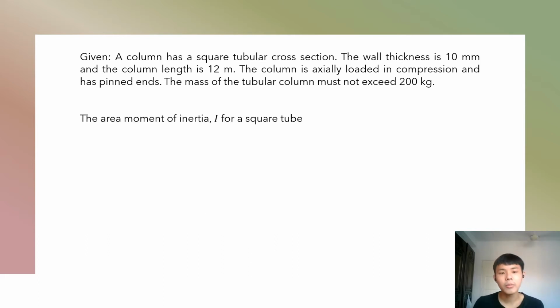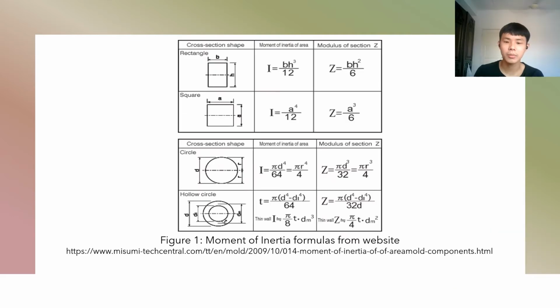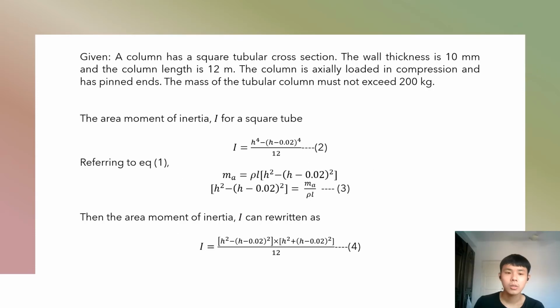Next, the area moment of inertia for a square tube. First, we refer to a table from a website, where for a square, I is equal to a to the power 4 over 12. Since ours is a hollow square tube, our moment of inertia becomes h to the power 4 minus (h minus 0.02) to the power 4, over 12.